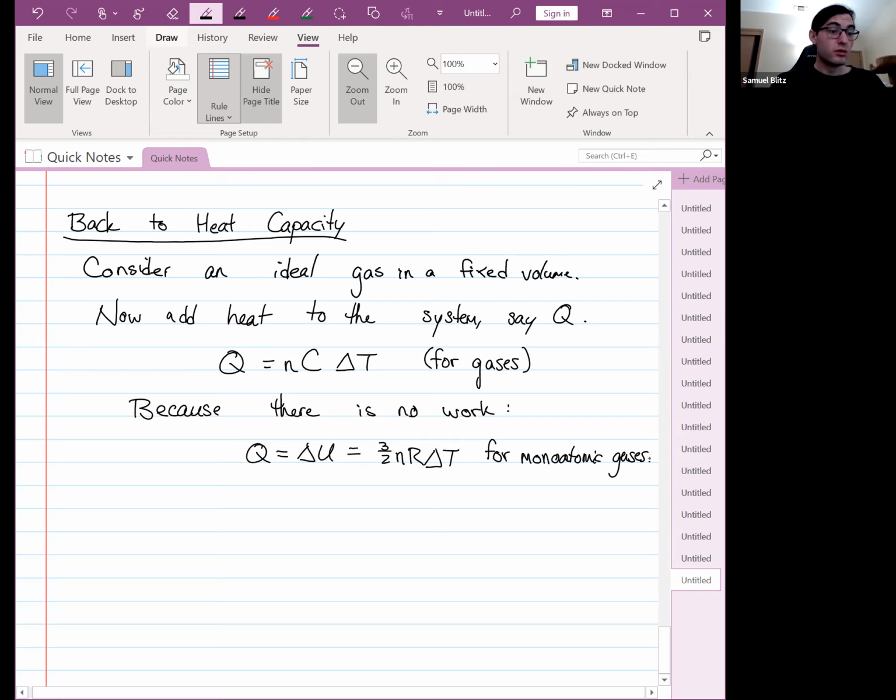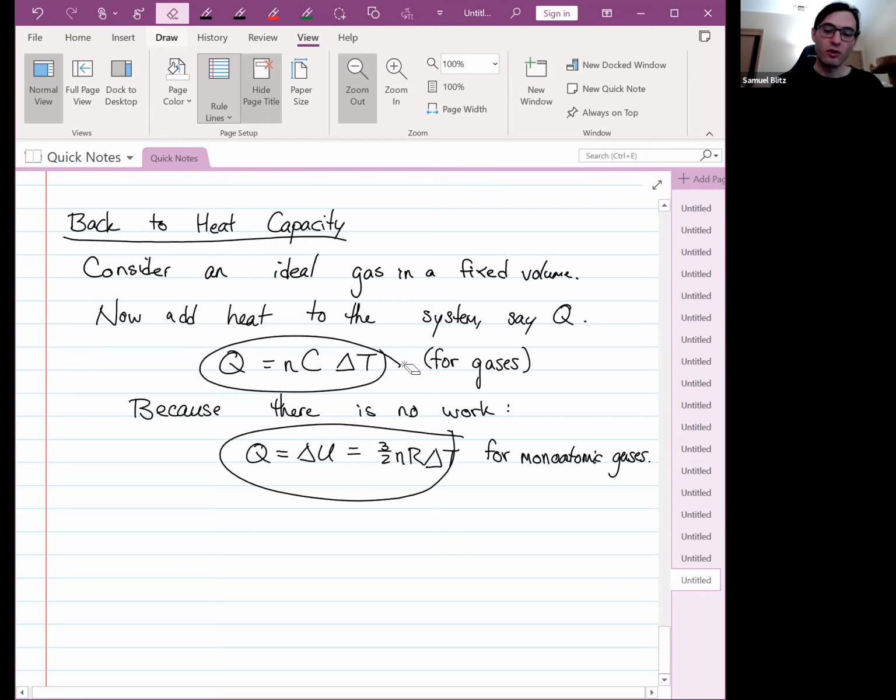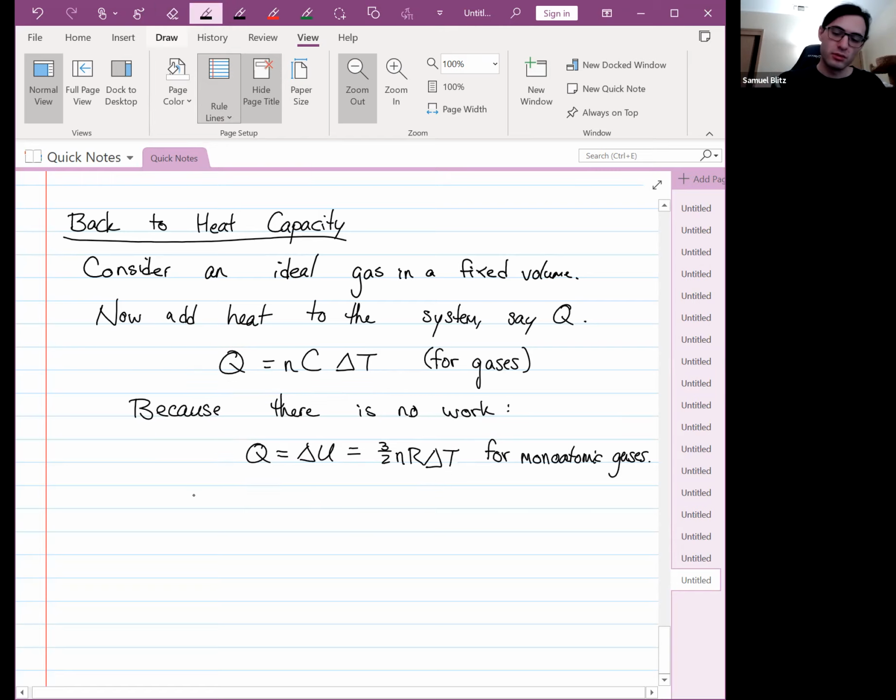So we can then use this expression and this expression to solve for C. 3/2 nR delta T is equal to n C delta T. And so the delta T's cancel, and we're left with C, and I'm going to put a little subscript here for V. C_V, the n's cancel as well, equals 3/2 R.